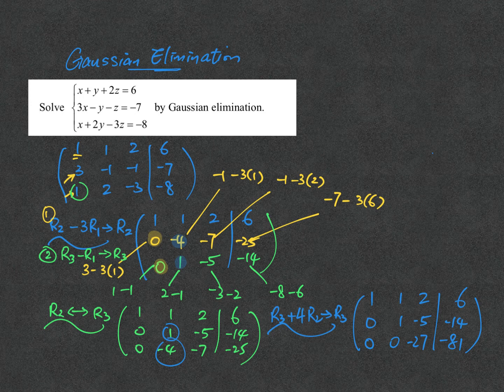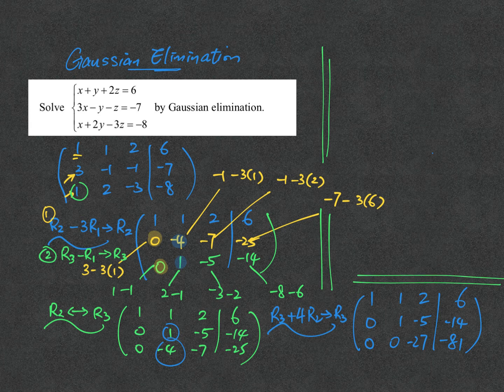So this is another operation. Next, I'll put the answer on top. In the last row, you will see that it's minus 27. So row 3 can be divided by minus 27. We put back the results to row 3 in order to complete the Row Echelon Form.